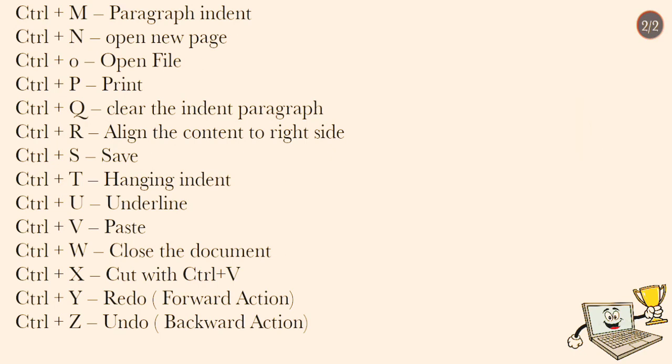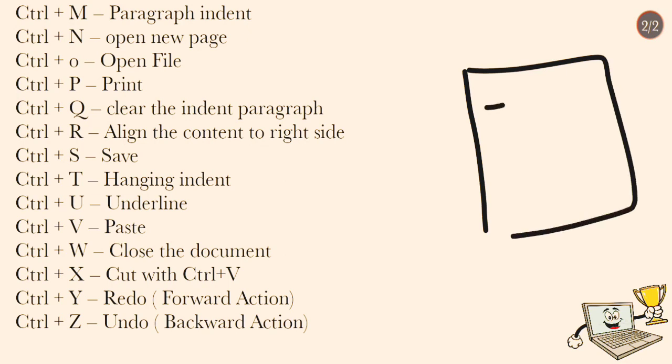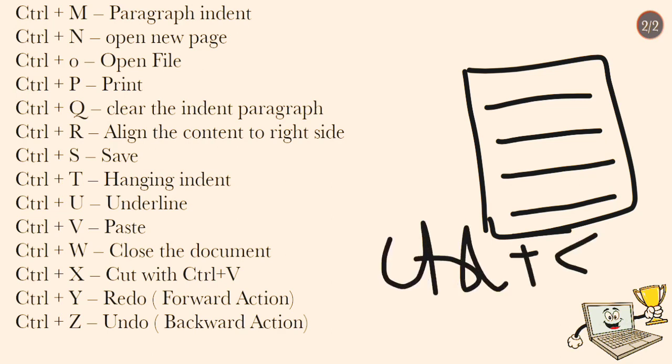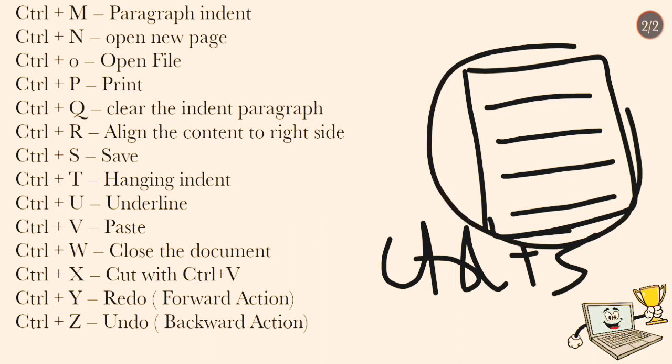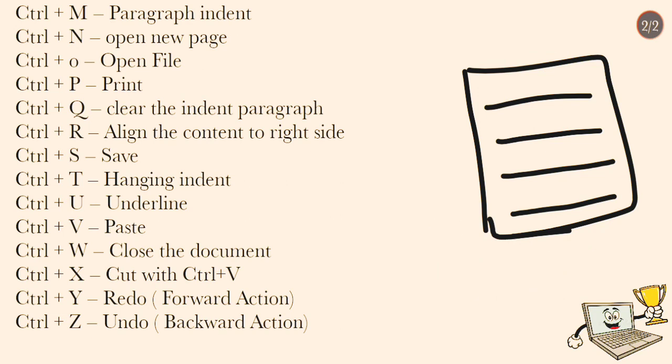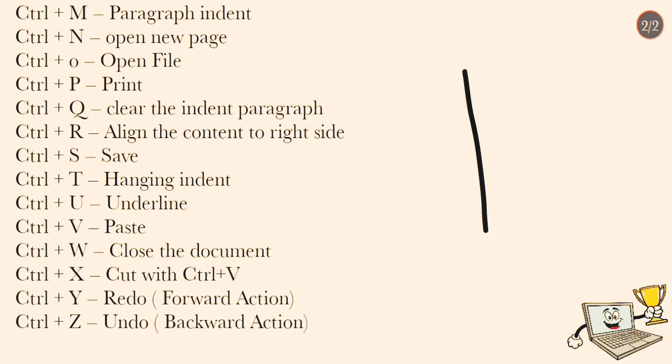Now Control plus S, it is used to save any document. Suppose I have written some document, some page you have made, and if you press Control plus S, then it will save this document wherever path you have selected. Control plus T, it is used for hanging indent.